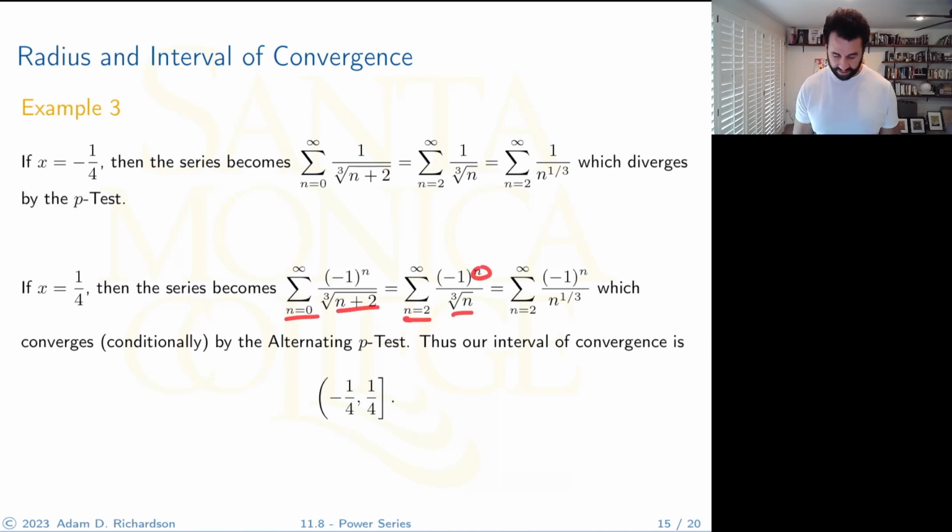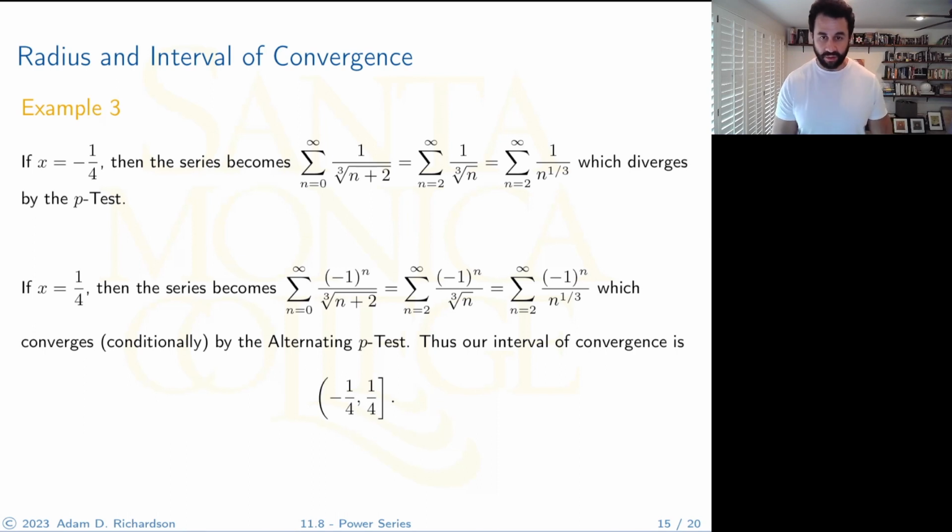It is actually applied here as well. It's applied there as well. And then we get this. So the p is still the same here. The p is still 1/3, but now we have an alternating p series. So we get a little bit more convergence because of the alternation. And in this case, it will actually converge. So this series converges conditionally by the alternating p test. So our interval of convergence for our original series is this.